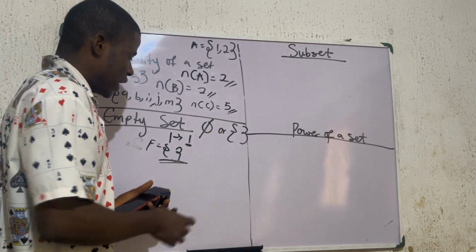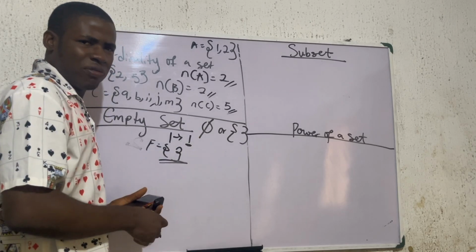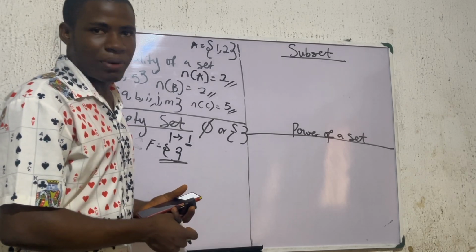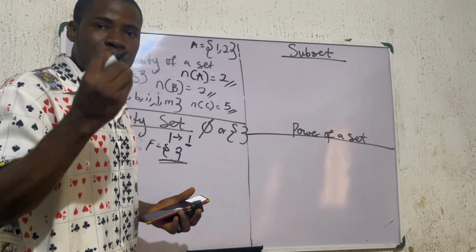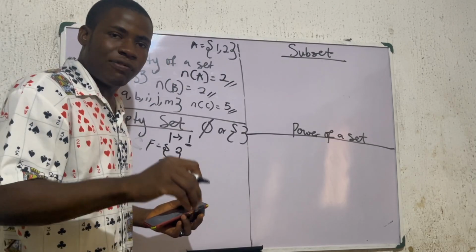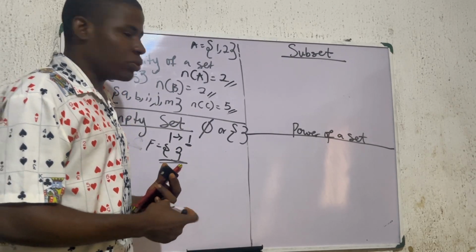Does it make sense? Now, what do I mean by it? 1 is not a prime factor of 1. Yes, because 1 is not a prime number. 1 is not a prime number. A prime number must have 2 factors. Does it make sense? So 1 is not a prime number, therefore 1 can never be a prime factor. Do you understand? Make some research on that.